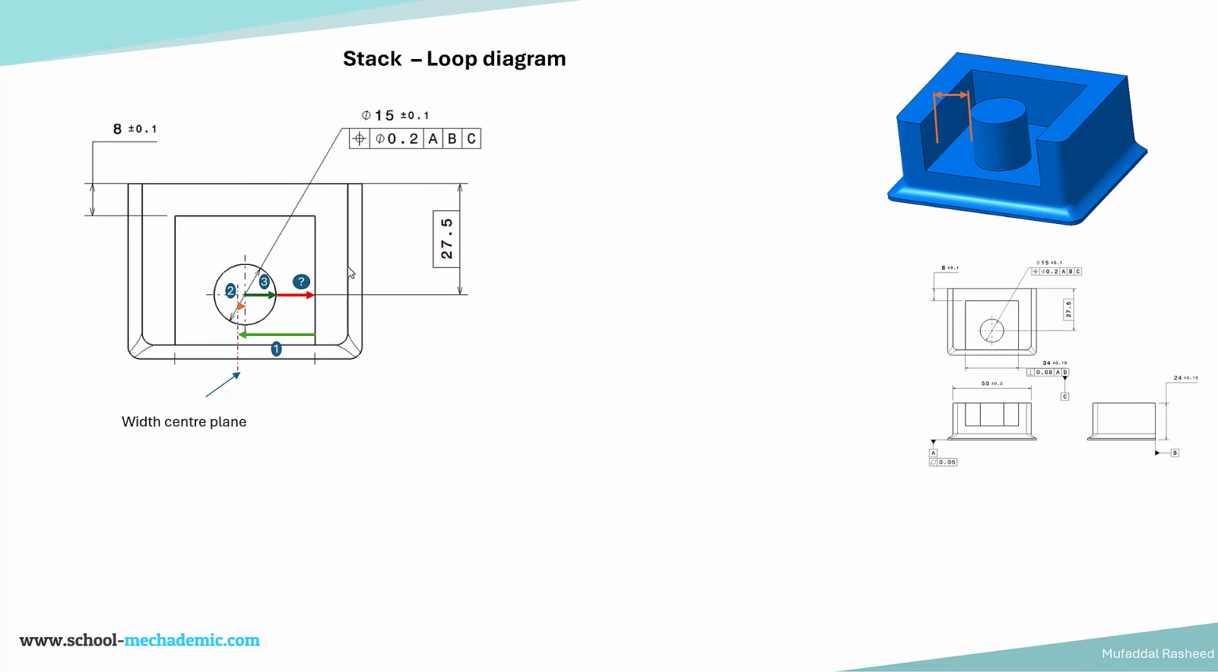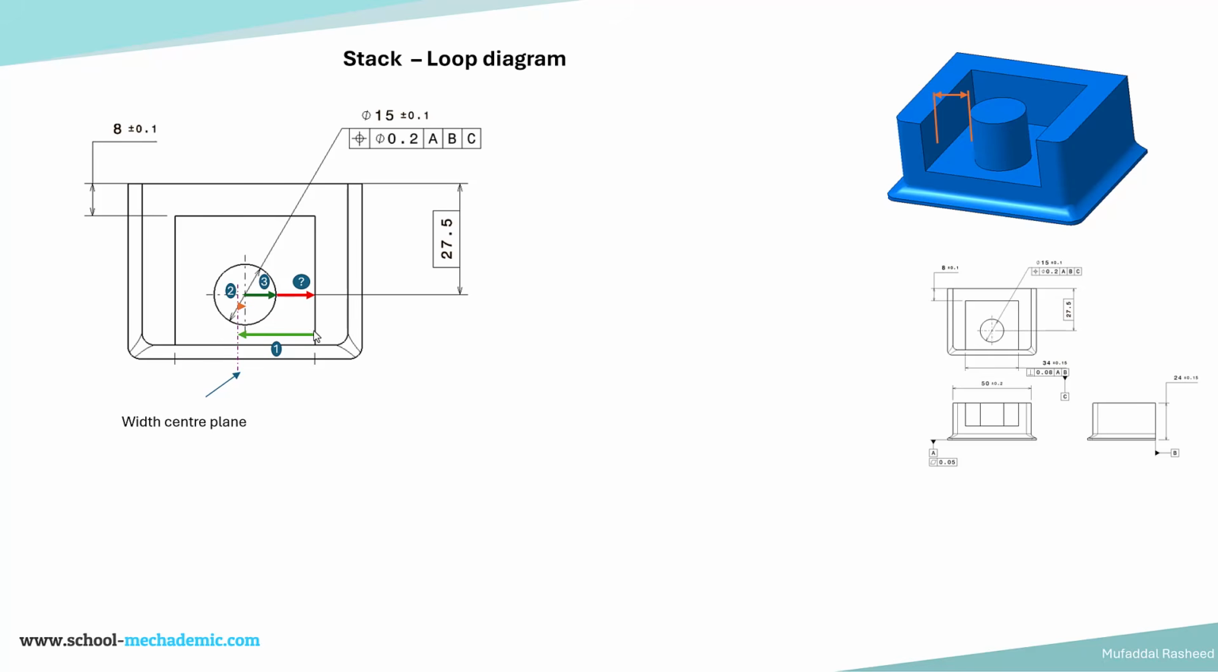So let's have a look at the loop diagram to find out the gap. Here is the gap shown over here, the question mark, the red color arrow, that's the gap we need to find out. So we can start from here, from this surface, go towards the center plane of the width. So there are two lines over here. There are two center lines. One center line is for the center plane of this feature of size width, this width, and this center line indicates the center axis of the pin.